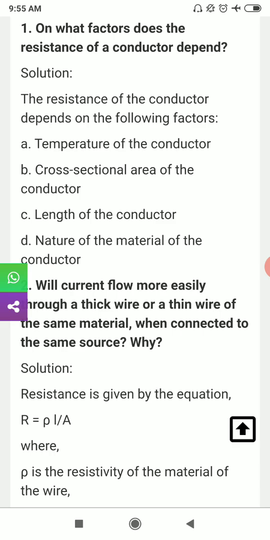Will current flow more easily through a thick wire or a thin wire of the same material when connected to the same source? Why? Already you know that the thickness of the wire affects the resistance. It means it changes the current. So current is also changed. But how? See the solution.